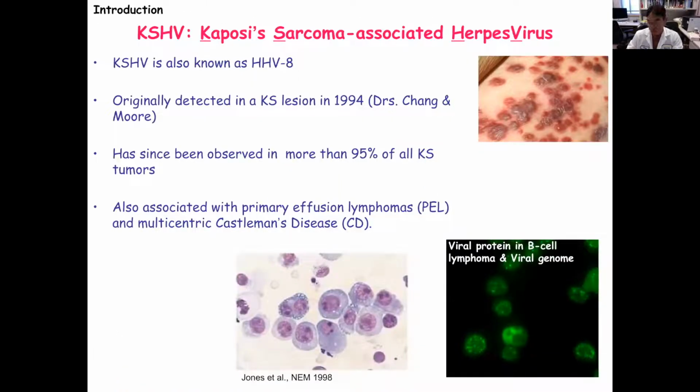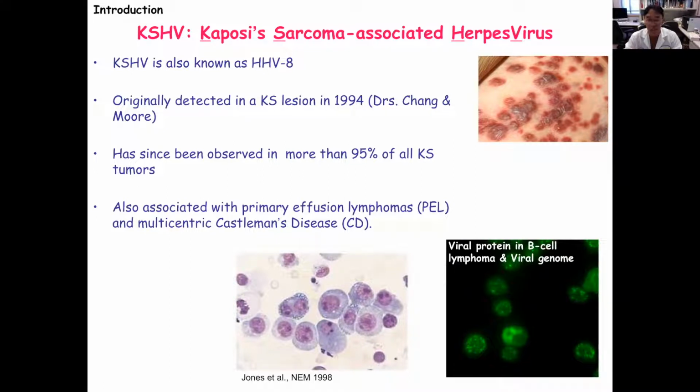Our lab is working on KSHV. KSHV is the Kaposi sarcoma-associated herpesvirus, a gamma herpesvirus. It is also known as HHV8 because it is the eighth identified human herpesvirus. The virus was originally detected in Kaposi sarcoma, KS, in 1994, and has since been observed in 95% of all KS tumors.